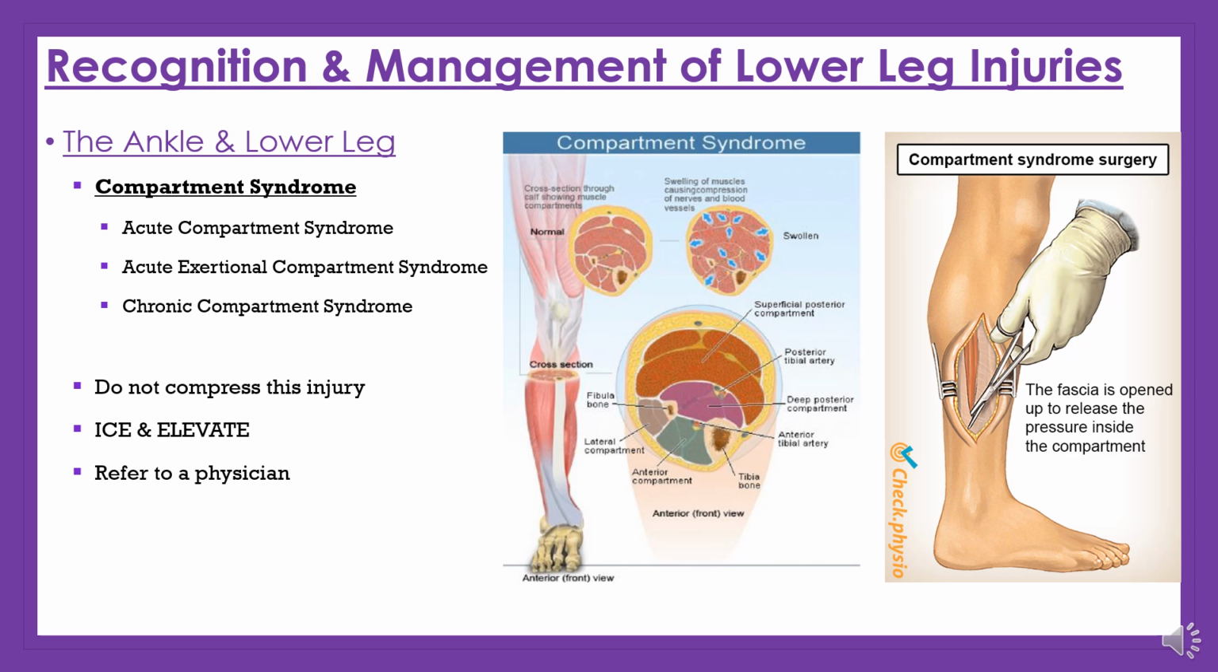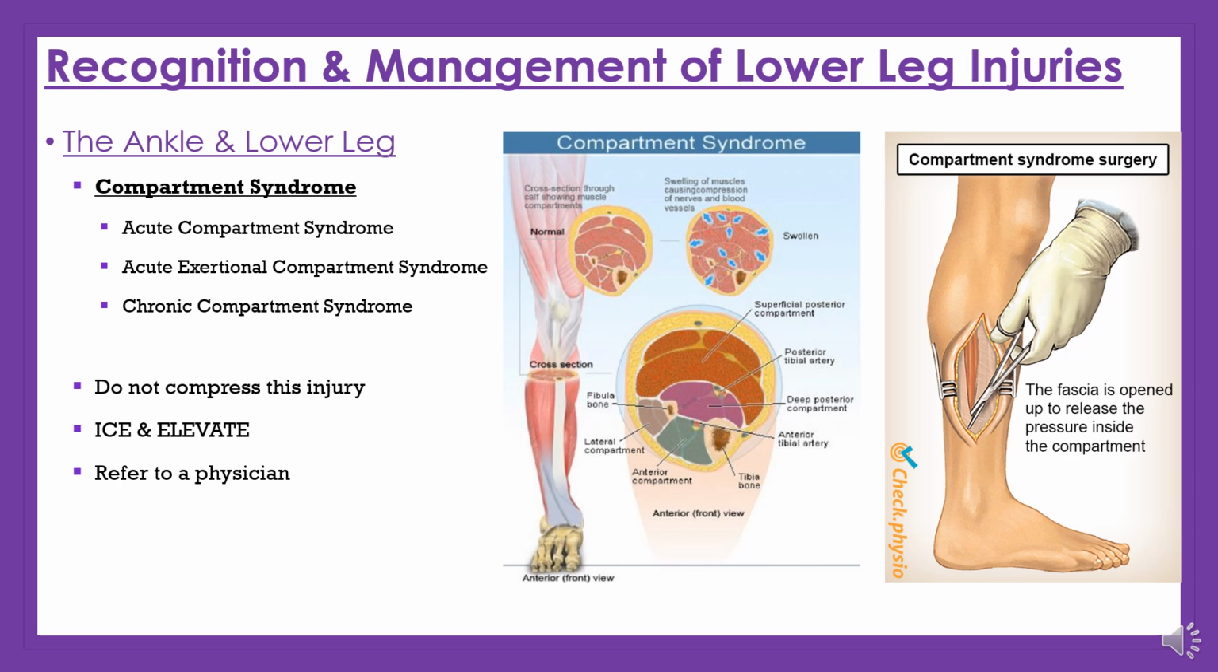Acute exertional compartment syndrome is much less common than acute compartment syndrome. It's going to result in an increased amount of pressure within the closed fascial space without the event of some sort of trauma. This type of compartment syndrome typically is going to occur in higher level athletes, but it can also occur in athletes of any level after extremely strenuous exercise.